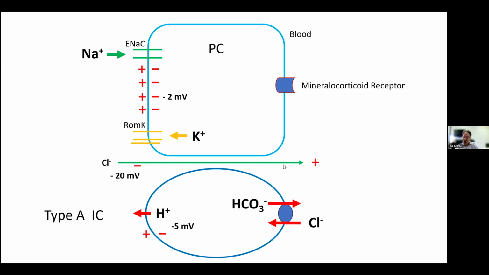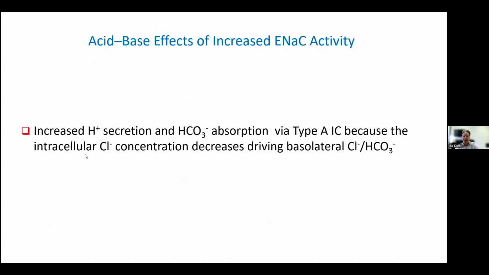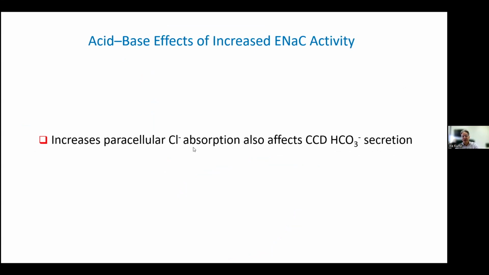But the enhanced chloride absorption does something else. It lowers the luminal chloride concentration, and that has effects on this cell, the intercalated cell, also. So there's increased H secretion and bicarbonate absorption via the type A intercalated cell because the lower luminal chloride concentration actually lowers the cell chloride concentration. Show that here.